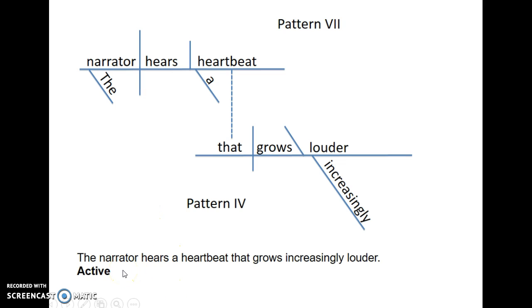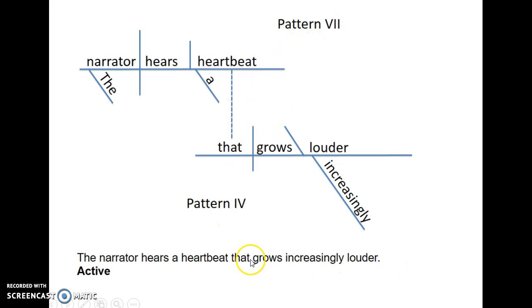This one again is an active construction, but we've got a couple of clauses going on. So we'll start with the first one. The subject for the first one is narrator, and he hears what? A heartbeat. And then we have our relative pronoun here. So there's our first clause: subject, action verb, direct object makes this a pattern 7.